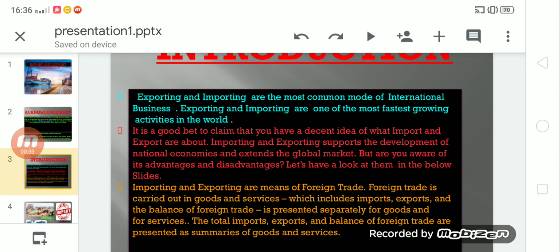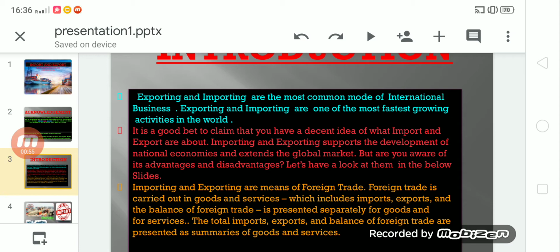Importing and exporting supports the development of national economies and extends the global market. But are you aware of its advantages and disadvantages? Let us have a look at them in the following slides. Importing and exporting are means of foreign trade.